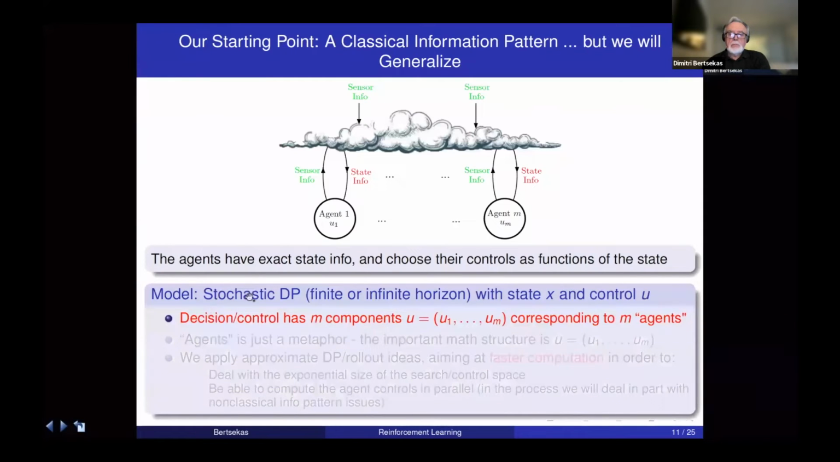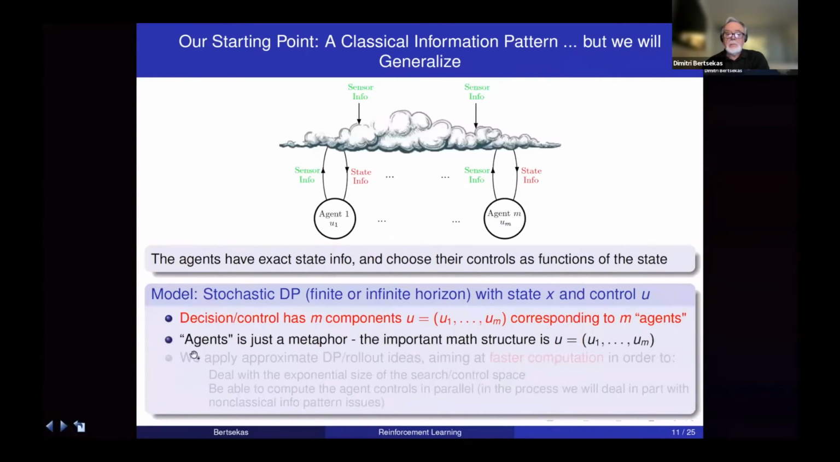Okay, so now our model is going to be a stochastic dynamic programming model that we know and love from our early lectures, finite or infinite horizon, with state denoted by x, x_k for time k, control u_k at time k. And the only way in which multi-agent problems differ from what we have been discussing so far is that the decision has this component structure. U, the control, involves m components, which correspond to m agents. Now, the term agents may be a little misleading. Agents is just a metaphor. The important structure is just components, m components.